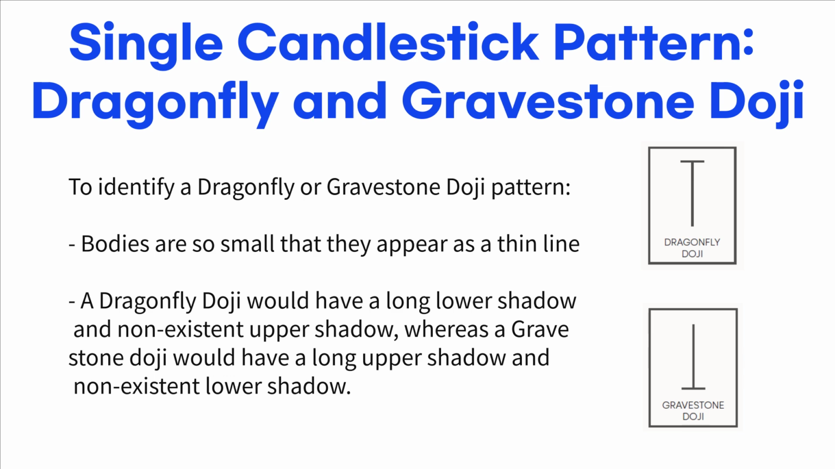Let's return to the doji patterns which we have discussed before in basic candlestick patterns. In this case, we want to highlight the Dragonfly and Gravestone Doji patterns as strong reversal patterns to take note of. To identify a Dragonfly or Gravestone Doji pattern, bodies are so small that they appear as a thin line. A Dragonfly Doji would have a long lower shadow and non-existent upper shadow, whereas a Gravestone Doji would have a long upper shadow and non-existent lower shadow.